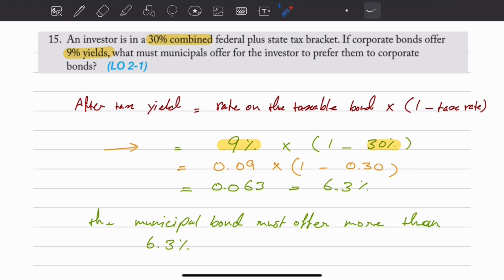All right, simple question, straightforward solution. This is how you do problem number 15 or any similar problem for that matter.